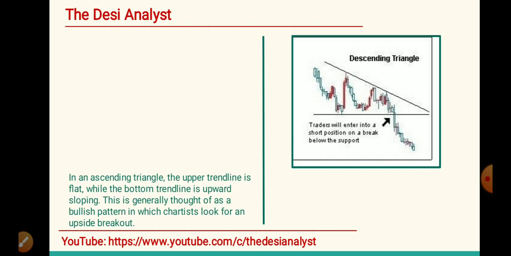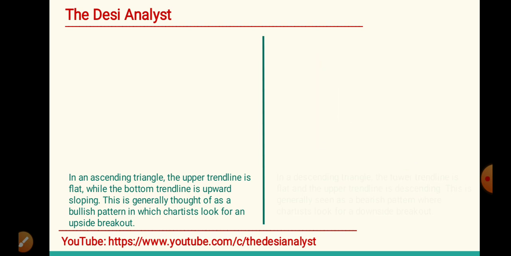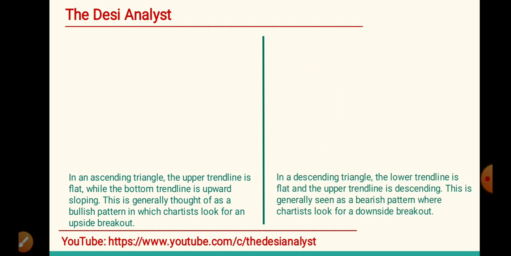In an ascending triangle, the upper trend line is flat while the bottom trend line is upward sloping. This is generally thought of as a bullish pattern in which chartists look for an upside breakout. Similarly, in a descending triangle, the lower trend line is flat and the upper trend line is descending. This is generally seen as a bearish pattern where chartists look for a downside breakout.